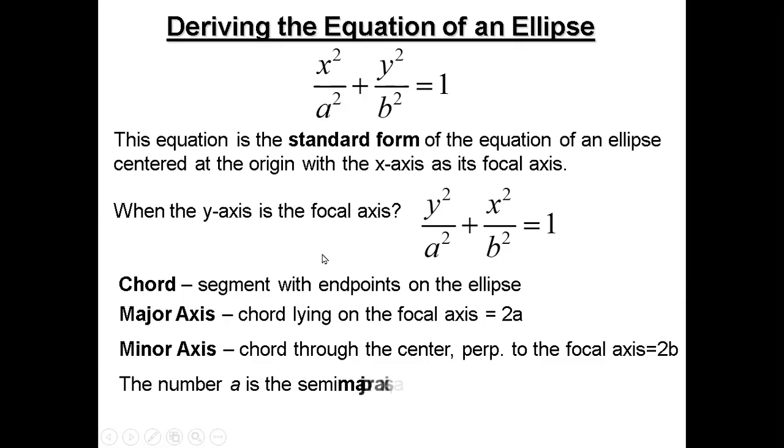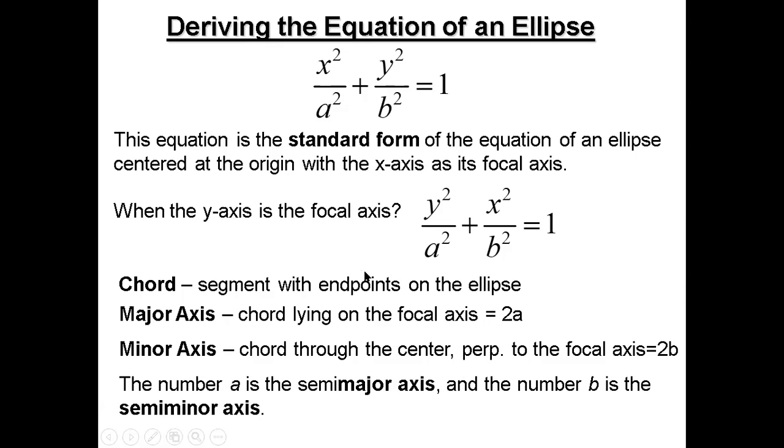The number a is the semi-major axis, and the number b is the semi-minor axis. Since the major axis is equal to 2a, if you divide it by 2, then the semi-major axis is a. Same goes with our minor axis, which is 2b. When you divide it by 2, our semi-minor axis is the number b.